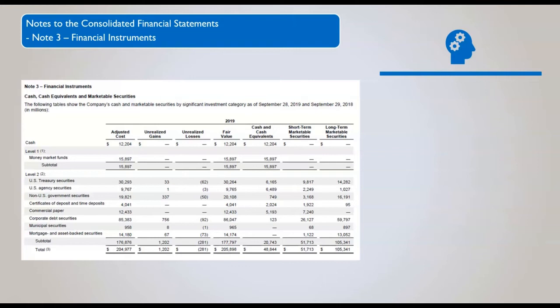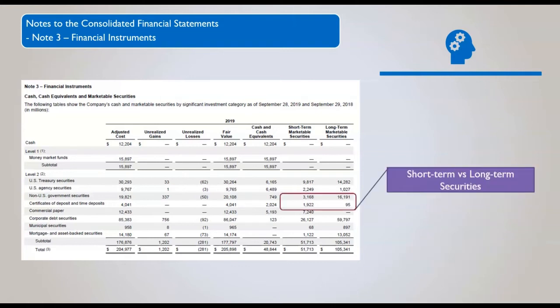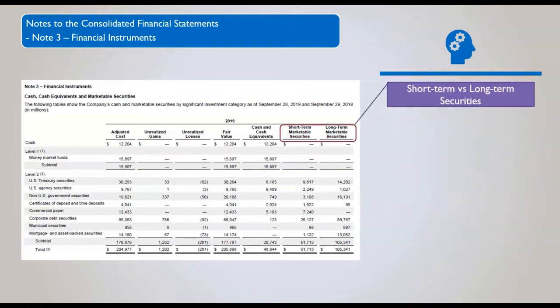Starting with Note 3, Financial Instruments, we can see that the table includes short-term and long-term securities. So Apple classifies its marketable debt securities as either short-term or long-term based on each instrument's underlying contractual maturity date.